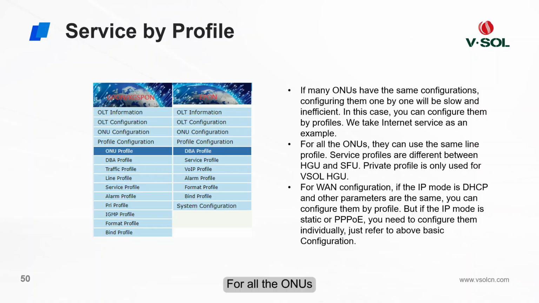For all the ONUs, they can use the same line profile. Service profiles are different between HGU and SFU. Private profile is only used for VSOL HGU. For one configuration, if the IP mode is DHCP and other parameters are the same, you can configure them by profile. But if the IP mode is static or PPPoE, you need to configure them individually. Just refer to above basic configuration.